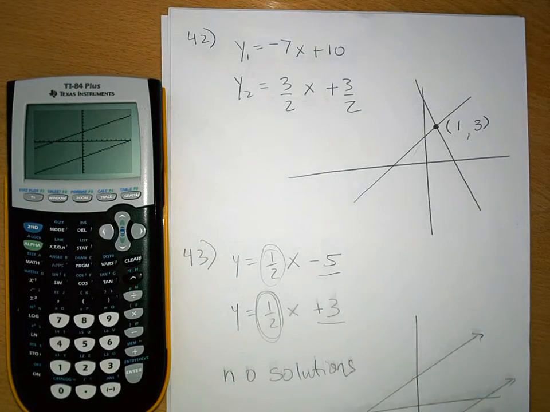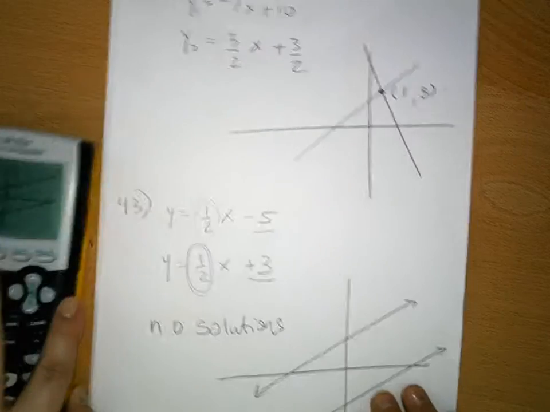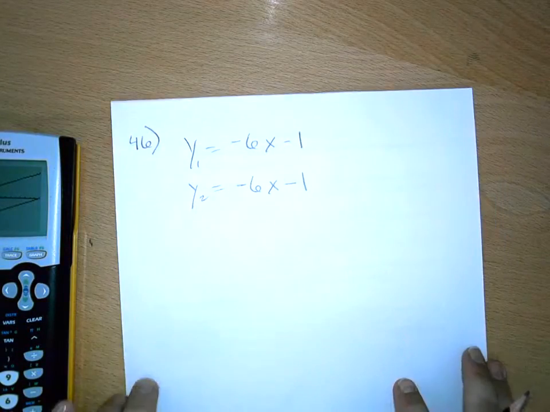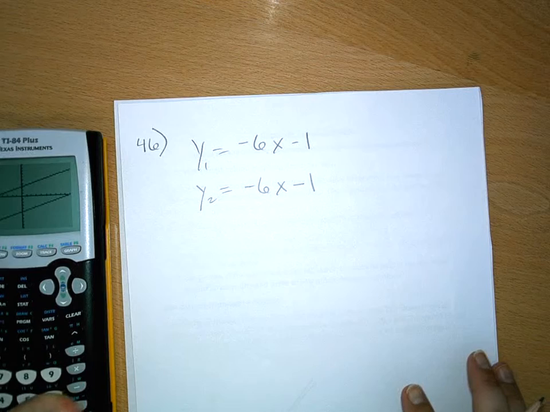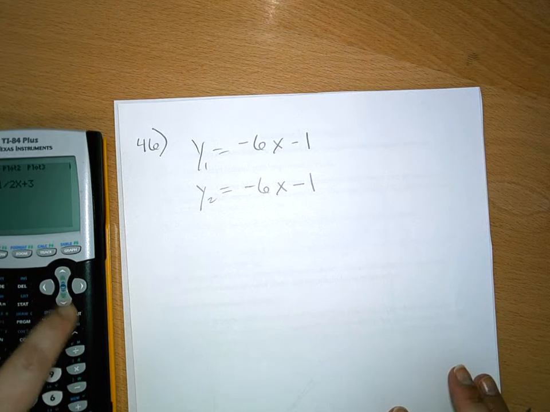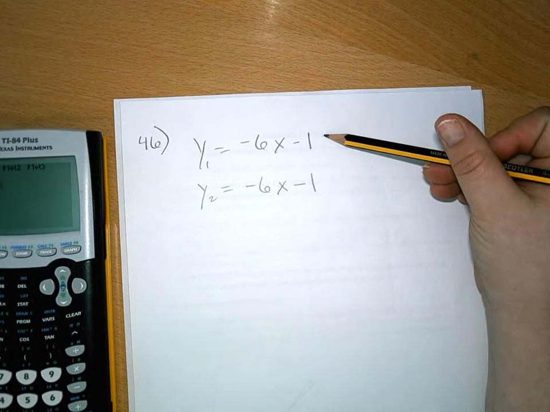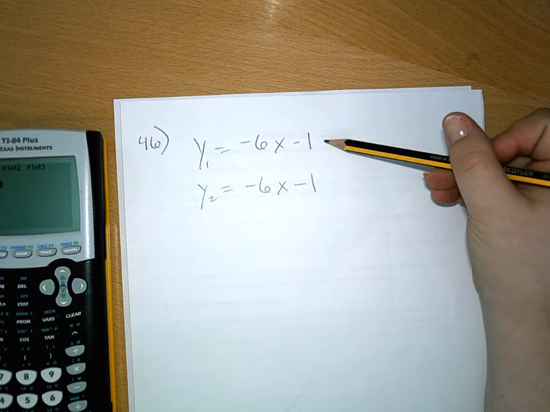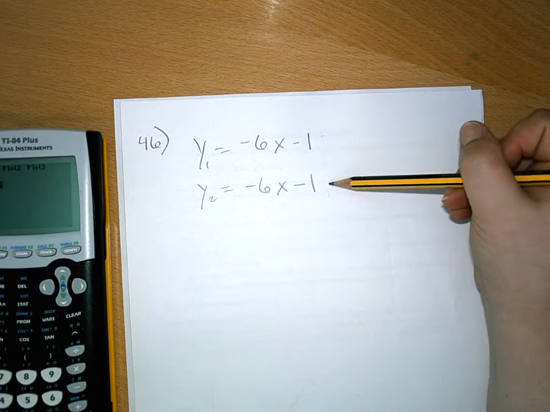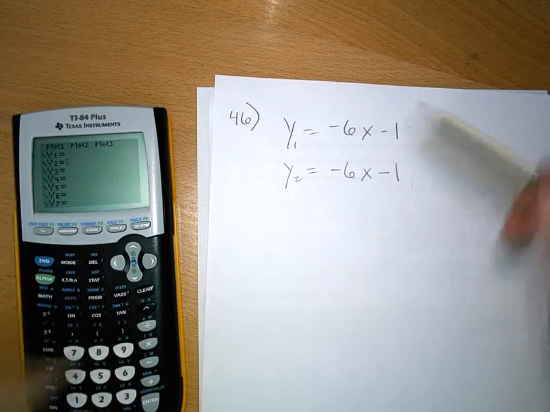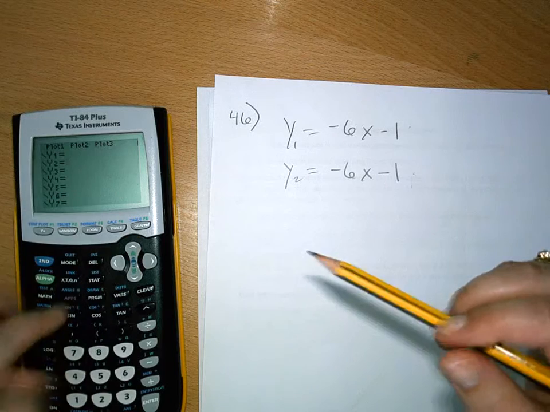Let's go on to 46. Oh, sorry. You didn't see that final graph there. All right, for 46, now notice that when I put number 46 into slope-intercept form, for both of them we got the same line. So you guys are probably going to guess that this is going to have infinitely many solutions. But let's go ahead and show what it looks like on the graph.